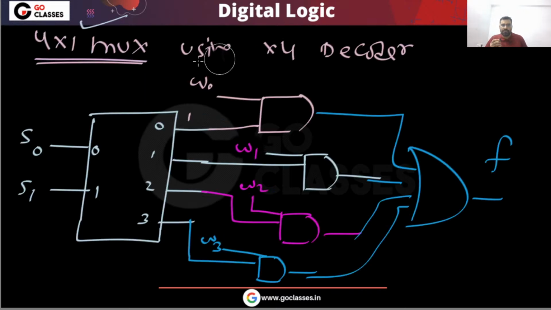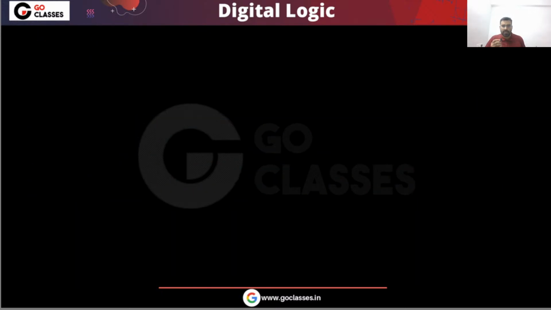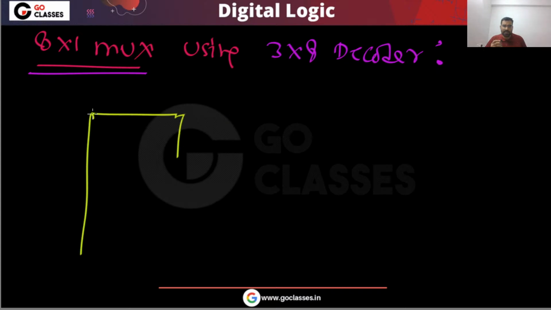So this is your 2 by 4 decoder. This is your 2 by 4 decoder. Okay, so here, if you want to create an 8 by 1 mux using a 3 by 8 decoder, then how will you create it? Let me just give you the template. The template is like this, very simple. This is your 3 by 8 decoder.